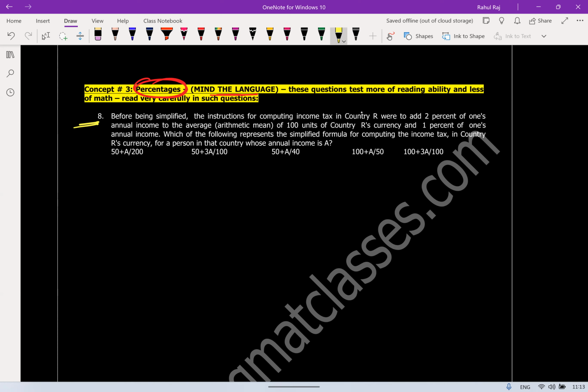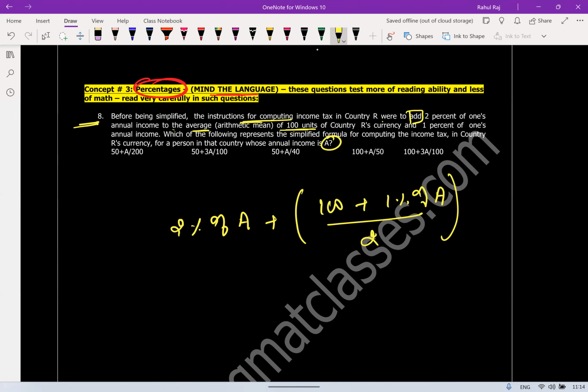It says what? Before being simplified, the instructions of computing income tax in a country were to add 2% of the annual income. Annual income is given as A. So it were to add 2% of annual income. Where to add? Read every word very carefully. 2% of annual income to what? To the average of 100 units of the country's currency and 1% of annual income. Average of two elements. What are the elements? 100 units plus 1% of A. So element number 1 plus 2, average of 1 plus 2 by 2. That's it. This is the answer.